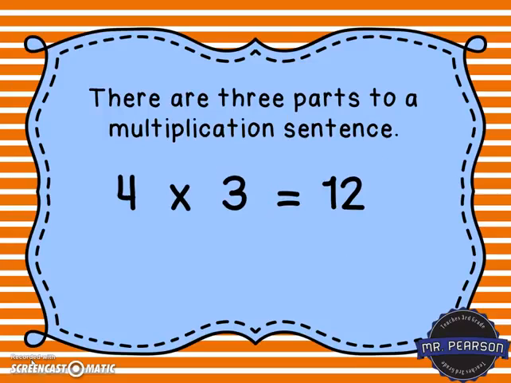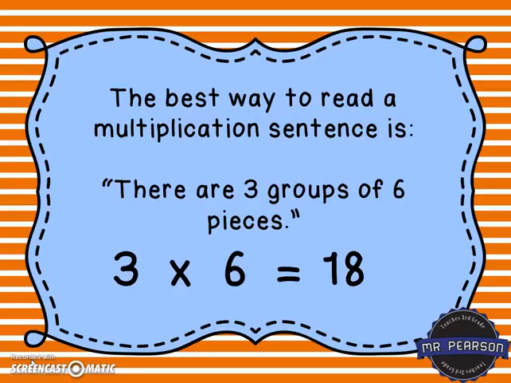There are three parts to a multiplication sentence. If you take a look right here, we have the multiplication sentence 4 times 3 equals 12. This first number, the 4, is what we call a factor. The second number that we have is also called a factor. That 3 is a factor. And then the 12, which is our answer, that's known as the product.